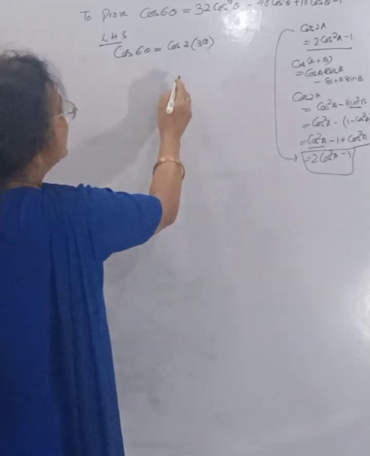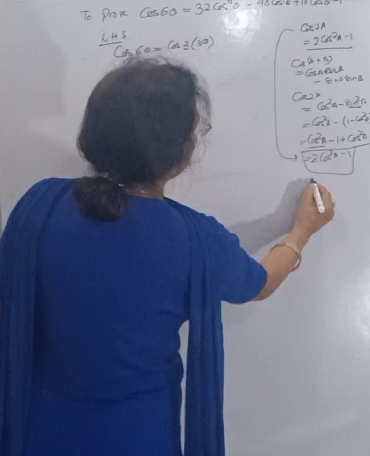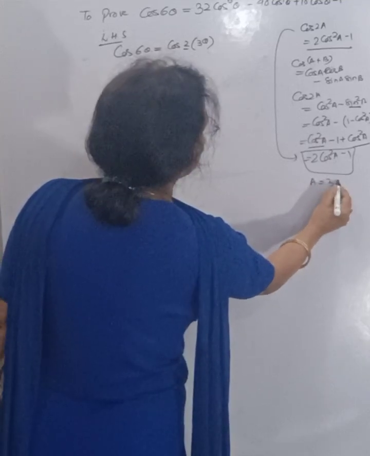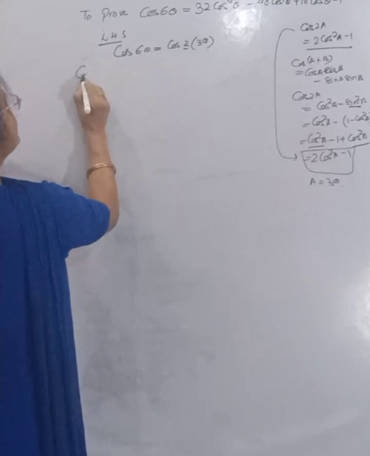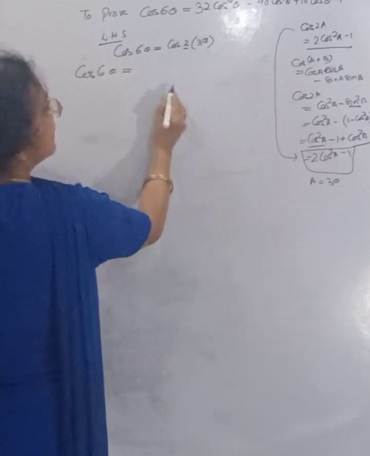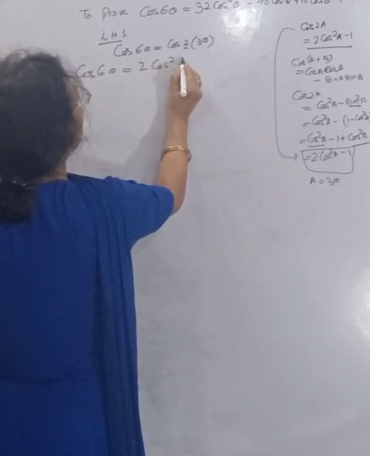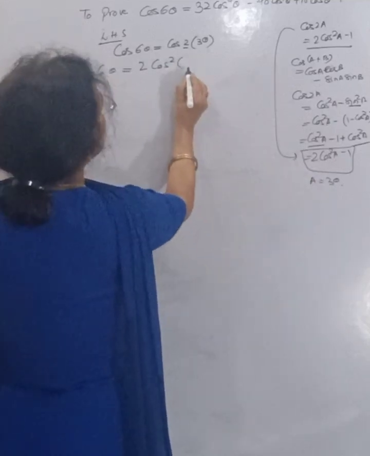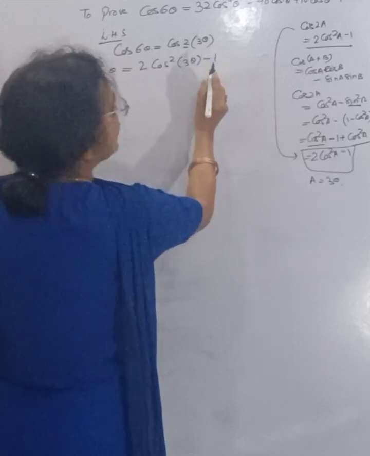Now here this 2 is the same, but in place of A we have to use 3 times theta. It means this can be written as cos of 6 theta, which is 2 into cos square of 3 theta minus 1. Is it clear?